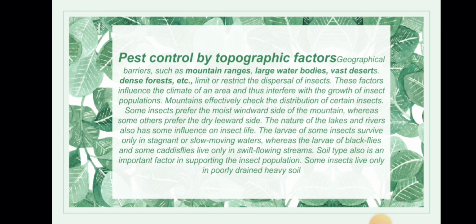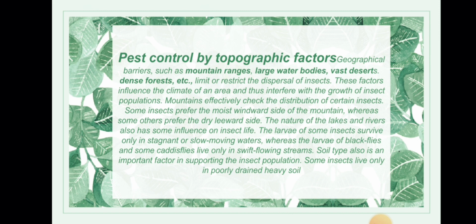The next one is pest control by topographic factors. What are the topographic factors? They are things like mountain ranges, large water bodies, vast deserts, dense forests, etc. They limit or restrict the dispersal of insects. That is, the presence of these topographic factors makes a barrier or a help for the increase in the population. So the mountains effectively check the distribution of certain insects. Some insects perhaps prefer the moist windward side of the mountain and others prefer the leeward side.